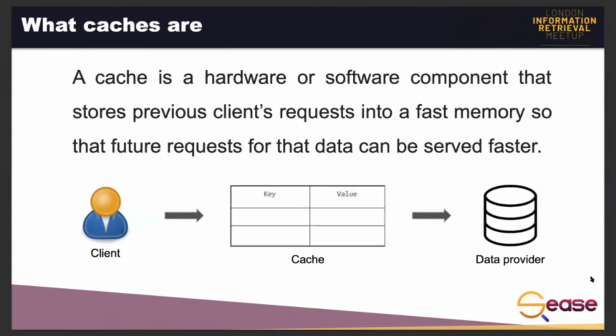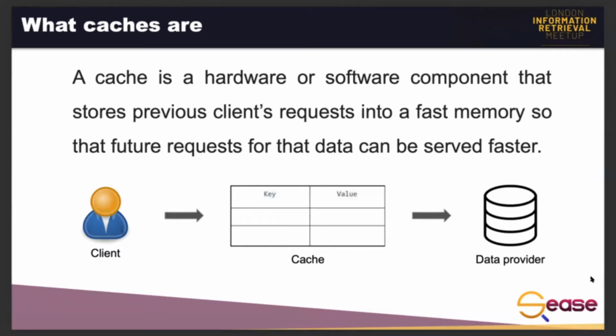So let's get started. First of all, what is a cache? A cache is a hardware or software component that stores previous clients' requests in a fast memory, so future requests can be served faster. From this definition, we can identify three different actors: the cache, a client that submits some request, and a data provider.